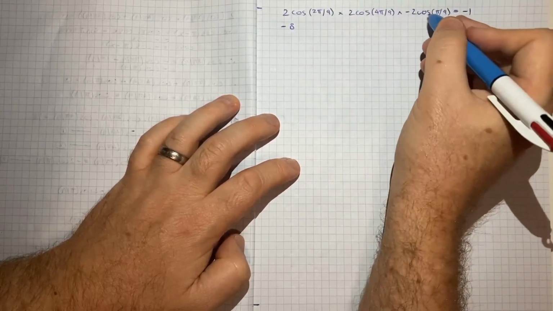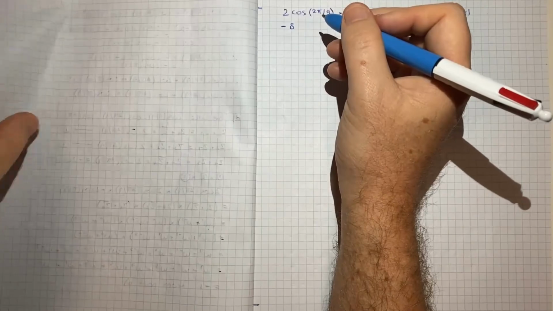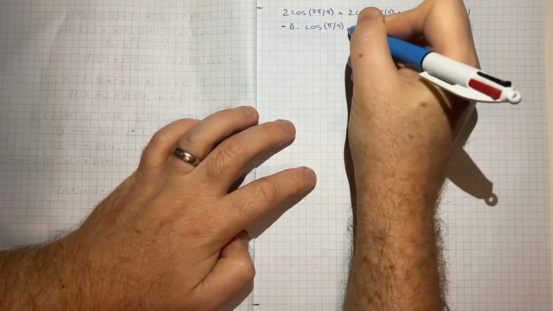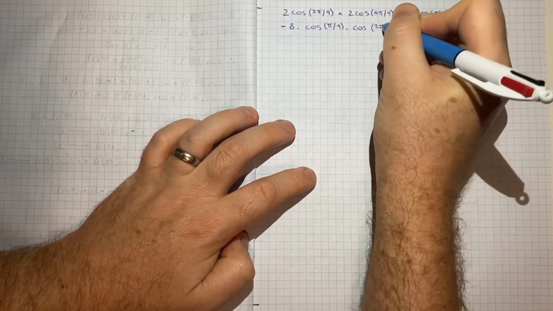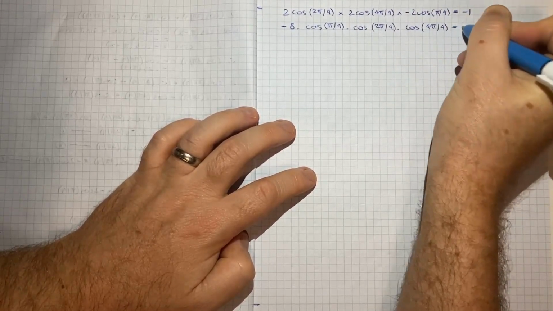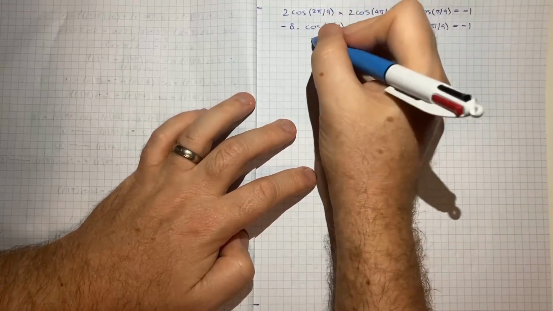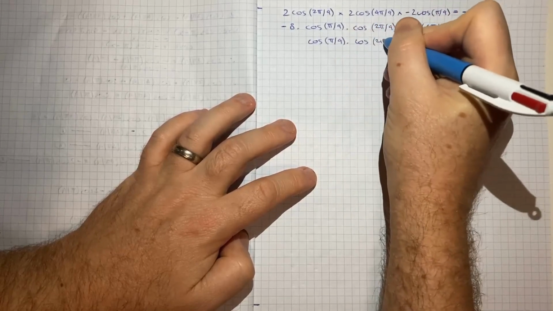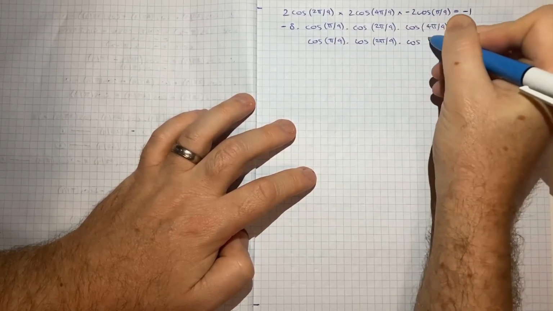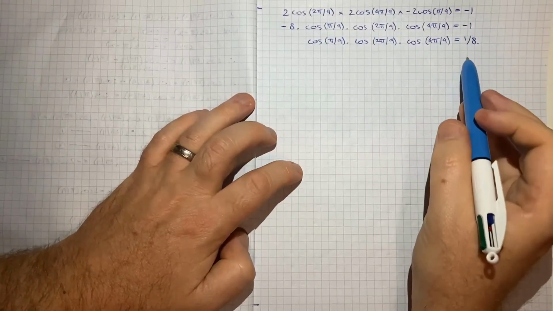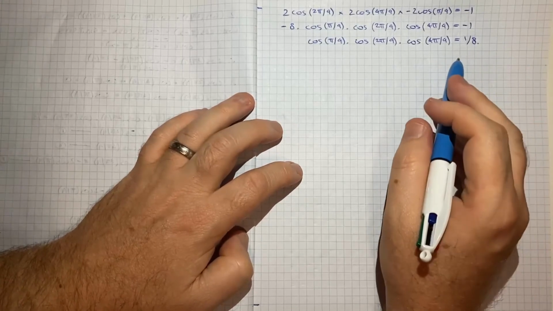And I'll just write this in the order the question asked. So we had in the question pi, 2 pi, 4 pi. So we'll go times cos pi on 9 times cos 2 pi on 9 times cos 4 pi on 9. All of that's equal to negative 1. Let's bring the 8 over and we've got our result. Cos pi on 9 times cos 2 pi on 9 times cos 4 pi on 9 equals 1 on 8 as required. So that's that question.